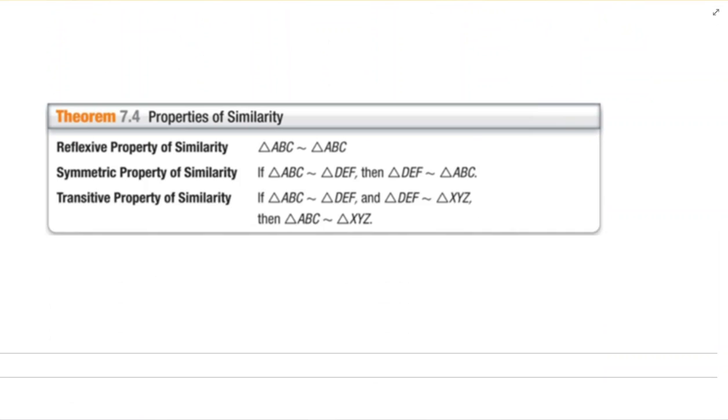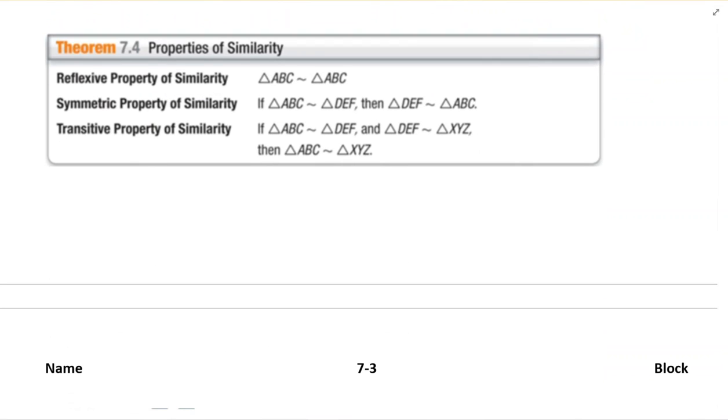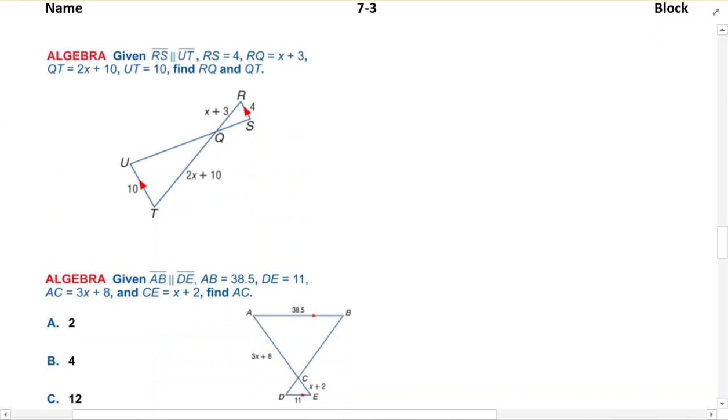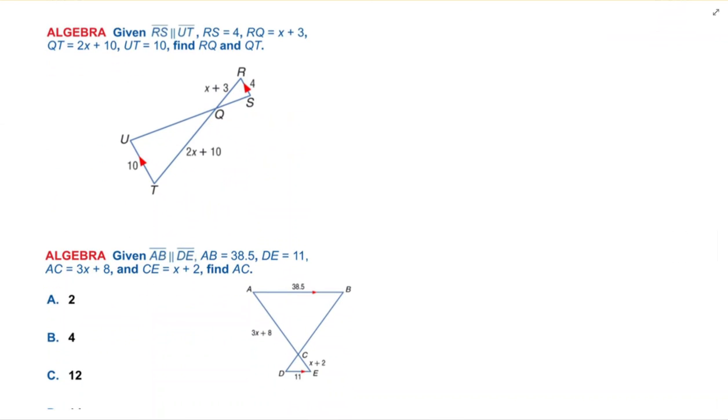The properties of similarity, where we have the transitive, symmetric, and reflexive, are all the same for similar triangles. So this one, even though it hasn't told you that they're similar, they are similar. We're being told that, and we can easily prove that they're similar by angle, because this angle here has to be congruent to this angle here. Angle Q has to be congruent to this angle Q because of vertical angles.